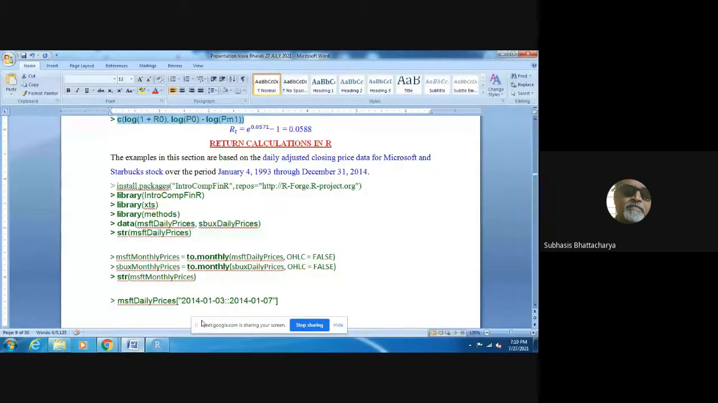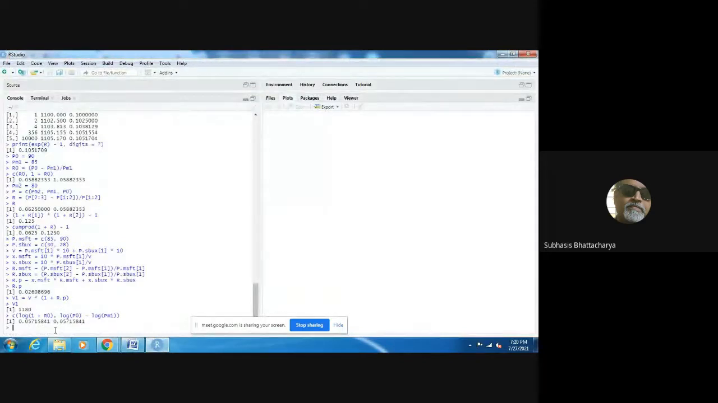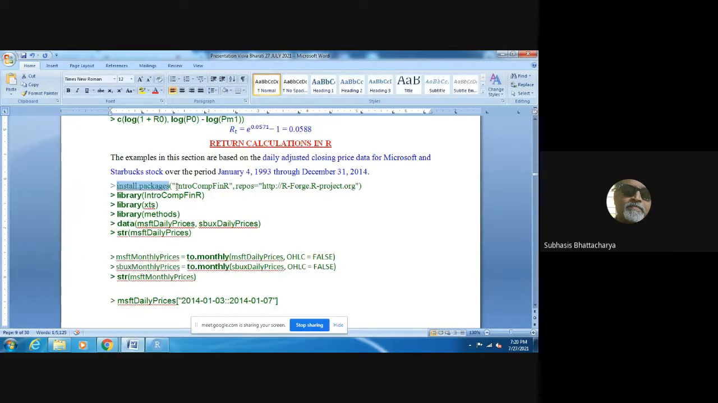Now, for doing this, one package is required, known as IntroCompFinR, which deals with financial data. This package is very easy for us. I am showing you how to install it. The command is install.packages, with brackets, and you write the name IntroCompFinR. It is from the CRAN R projects.